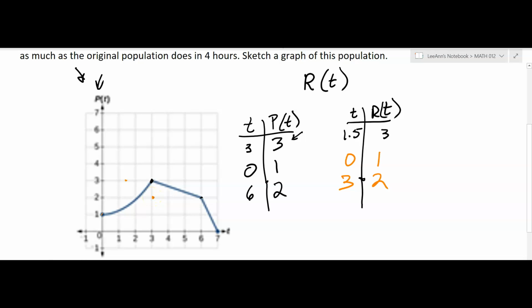And then there's one more point we need to consider, 7. 7 says the population is 0. So in half the time, half of 7 would be 7 halves, or 3.5. And the output is going to be back to 0. So that's how this is going to look.